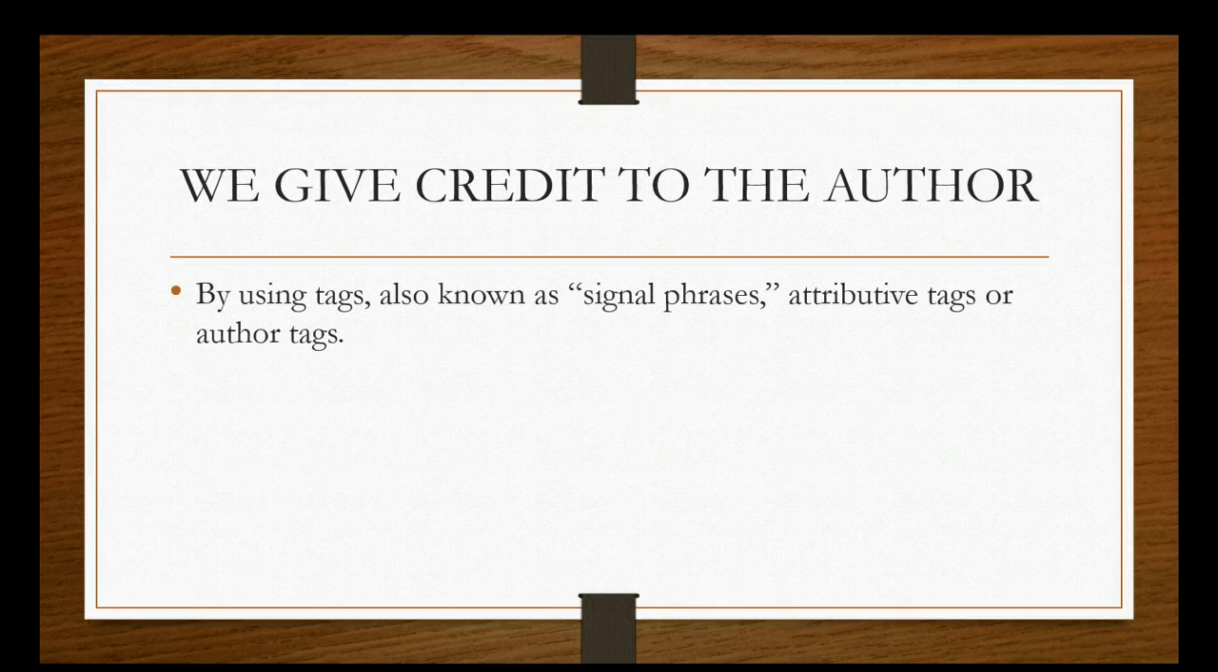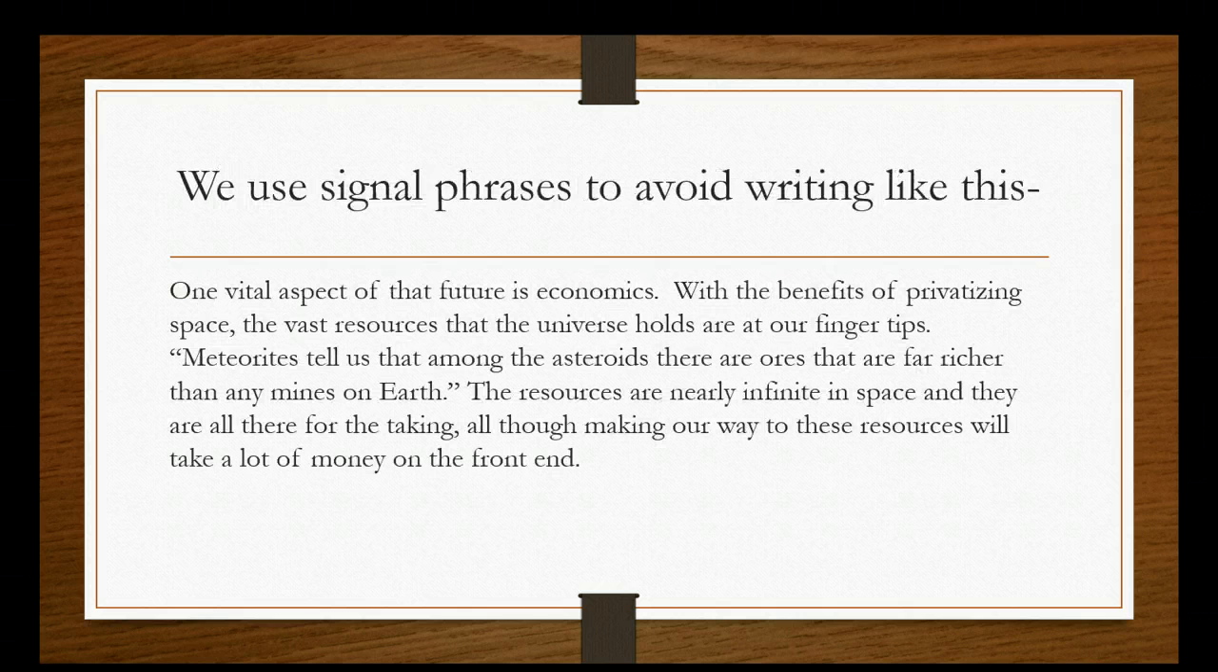We give credit to the author by using tags, also known as signal phrases, attributive tags, or author tags. We use signal phrases to avoid writing like this. So you see the first two lines are from the writer. The writer's writing that. On the third line, a quote gets introduced, and then the quote just ends in the fourth line. We don't ever see who said that. This is a problem. We can't just insert quotes like this and not tell our readers who said that or where that came from. Okay, we'll learn how to fix this in this video.